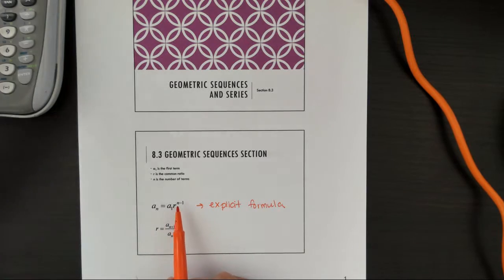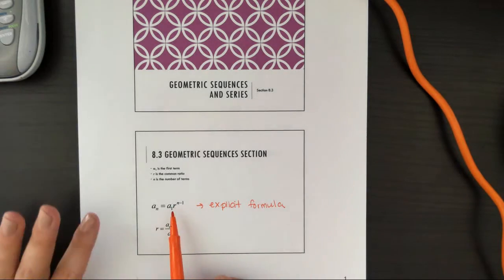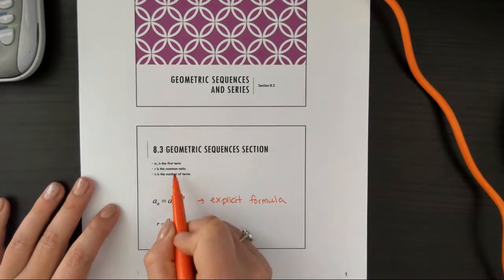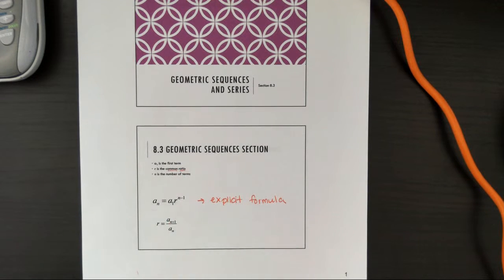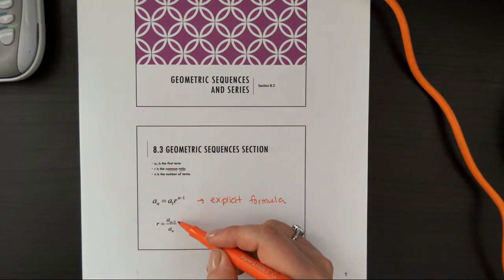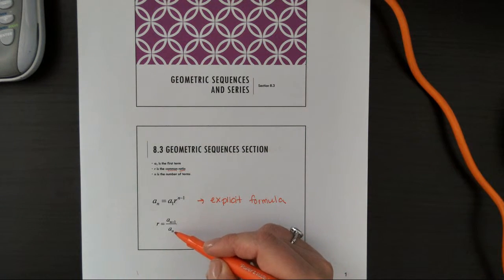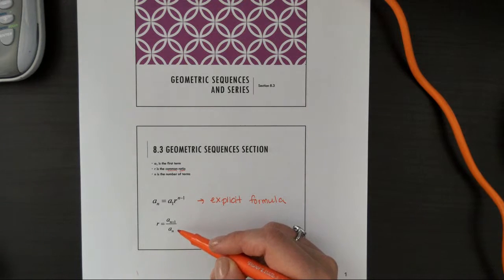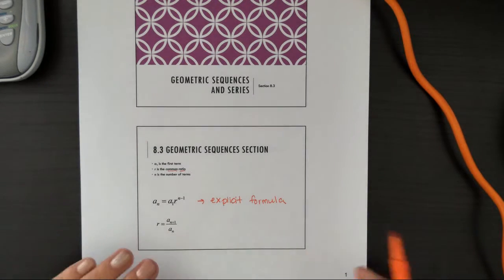N is the number of terms that you have, but r is a little bit different. r is called the common ratio between your consecutive terms. So in order for us to figure out what r is, we have to take one term and divide it by its previous term to find out what the ratio is, that common ratio between the consecutive terms.